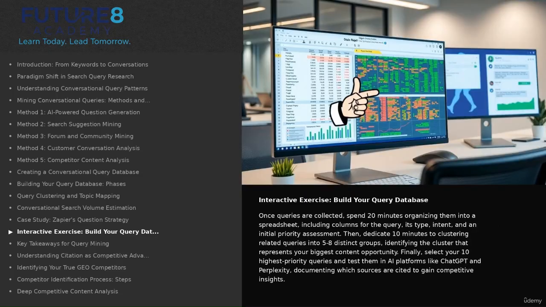Once queries are collected, spend 20 minutes organizing them into a spreadsheet, including columns for the query, its type, intent, and an initial priority assessment. Then, dedicate 10 minutes to clustering related queries into 5 to 8 distinct groups, identifying the cluster that represents your biggest content opportunity. Finally, select your 10 highest priority queries and test them in AI platforms like ChatGPT and Perplexity, documenting which sources are cited to gain competitive insights.